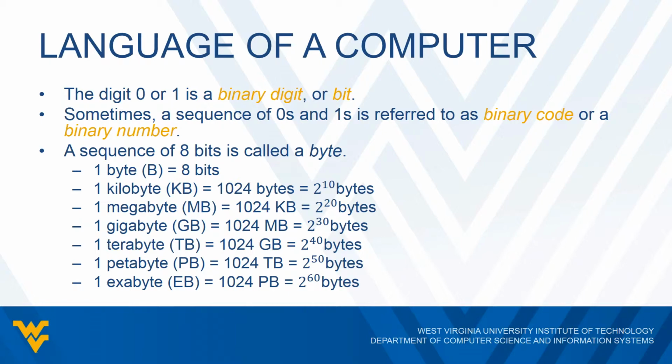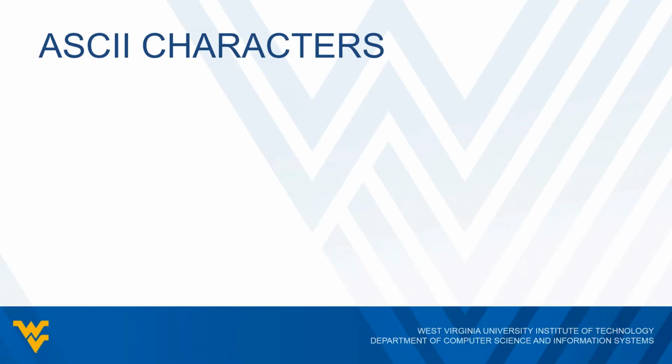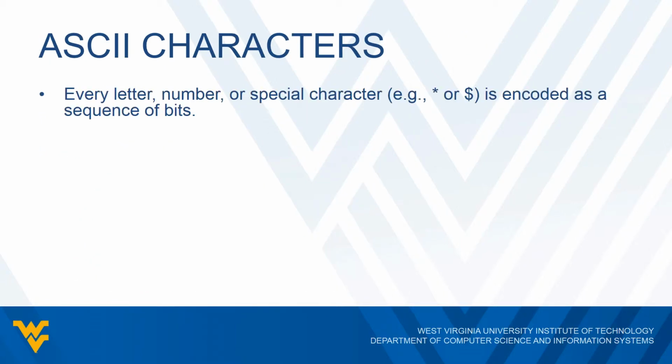And I might be thinking, well, why is it 1024? Why isn't it just 1000? Wouldn't that be easier to remember? Yes, it would be easier to remember, but we have to remember, since we're dealing with binary numbers, we're storing powers of 2, and 1000 is not a power of 2, but 1024 is. So this means that every single letter, number, special character, like asterisks or dollar signs, doesn't matter what it is, every single one of these symbols is encoded as a sequence of bits.